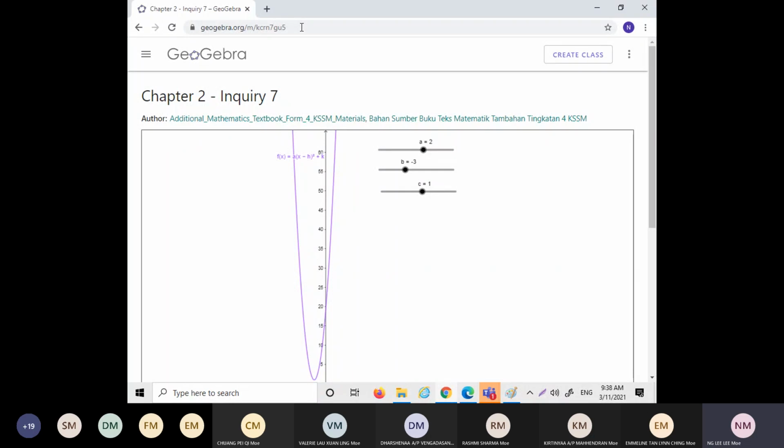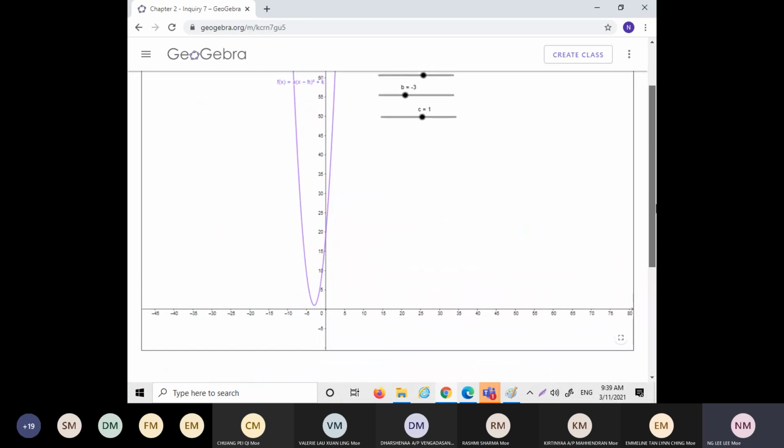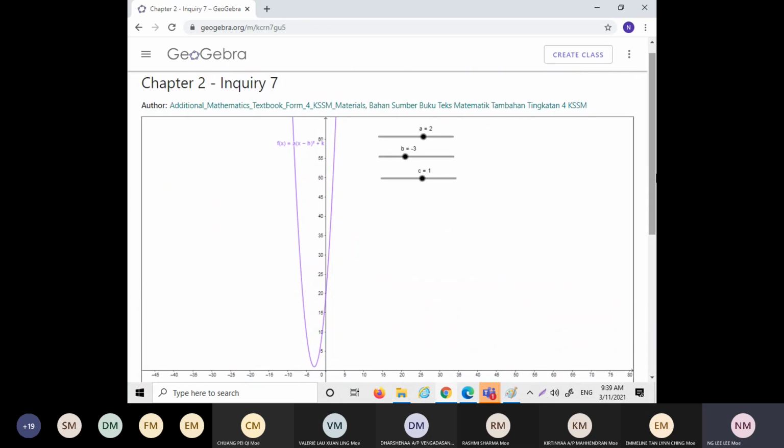Correct? This is A, B, C, but here it is in general form. If I follow the textbook, it says that A is at 2, H is 3. H is 3 means 3, 1 is the minimum point. 3, 1, no?